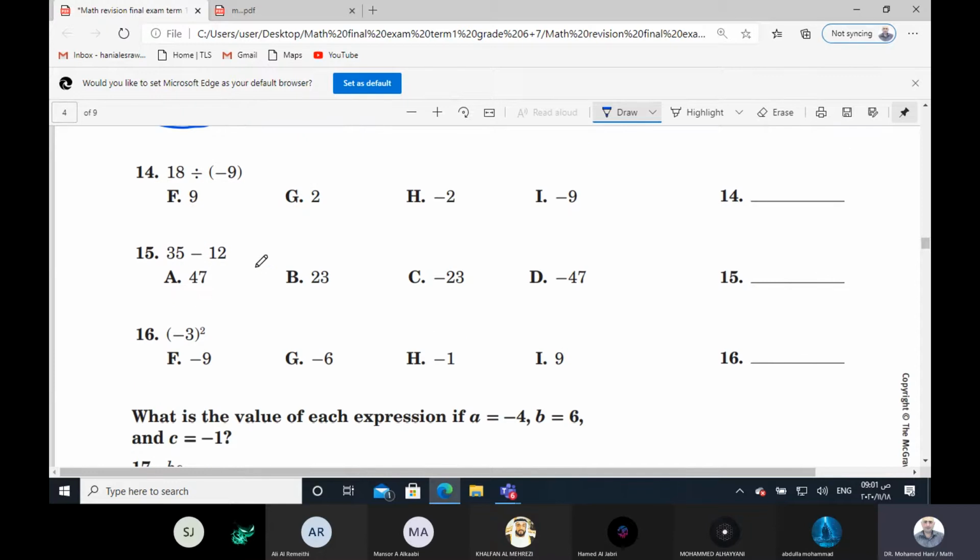Number 14: what was the answer here? We have 18 divided by minus 9. Positive divided by negative will be negative, because the rule says when you divide different signs, the answer will be negative. Then 18 divided by 9 will be 2. So the answer will be minus 2.